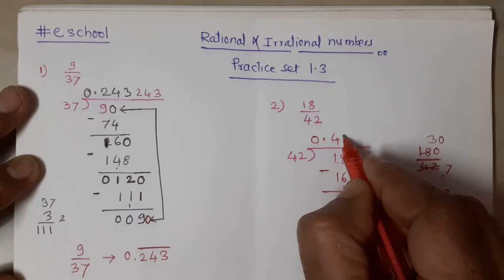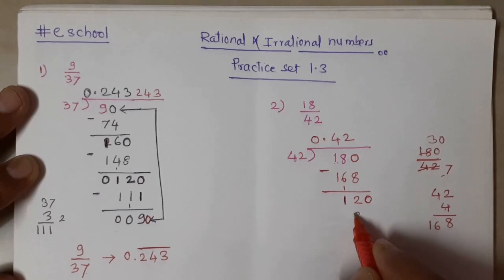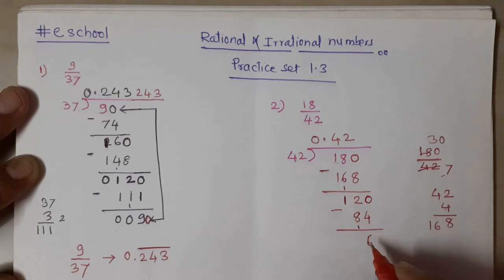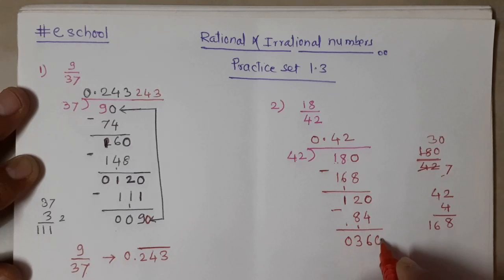So 42 twos are 84. Here is 84. Again you have to subtract it. 10 minus 4 is 6, and 12 minus 9 is 3, and 1 minus 1 is 0. So again we cannot divide 36 by 42, that's why we have to take 0. So it is 360.